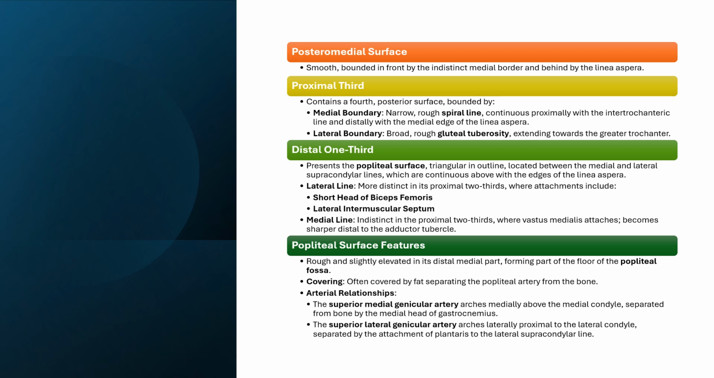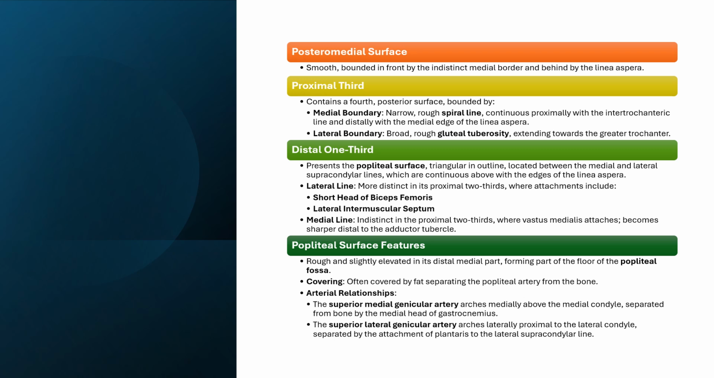The lateral line gives attachment to the short head of the biceps femoris and the lateral intermuscular septum. The medial line is indistinct in the proximal two-thirds, where the vastus medialis attaches, and becomes sharper distally toward the adductor tubercle. The popliteal surface is rough and slightly elevated in its distal medial part, forming part of the floor of the popliteal fossa, often covered by fat separating the popliteal artery from the bone.